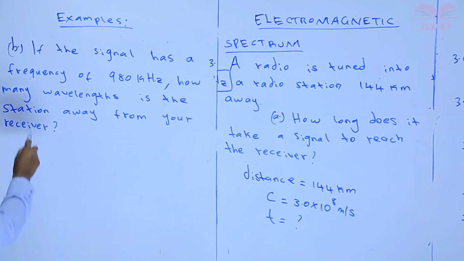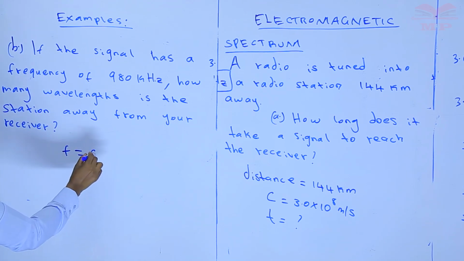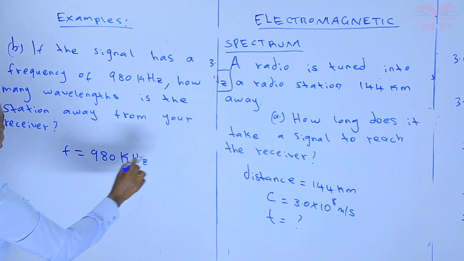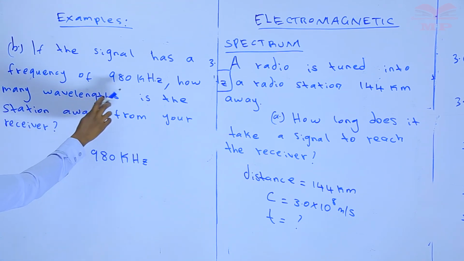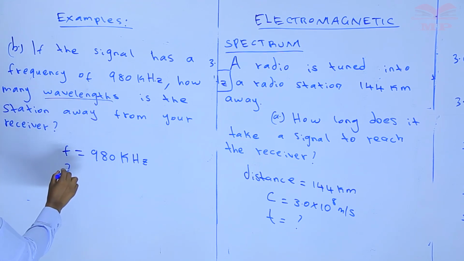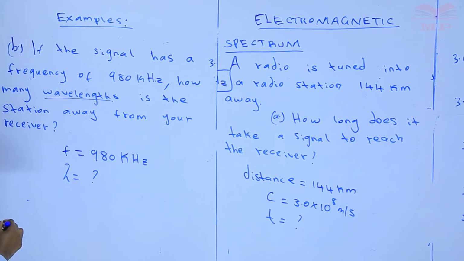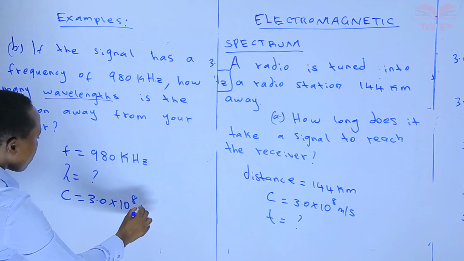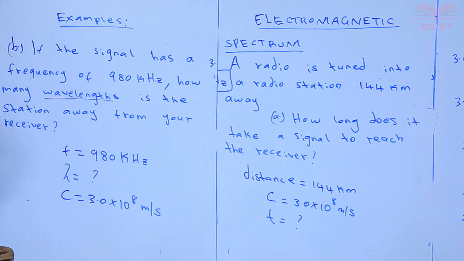So again, in this question, we've been given the frequency, which is 980 kilohertz. We have now been told to calculate the wavelength. How many wavelengths? So the wavelength is in question, but remember again, because it is a radio wave, the speed will be 3.0 times 10 power 8 meters per second. So that is what we have. We want to calculate the wavelength. We have the frequency and we have the speed.